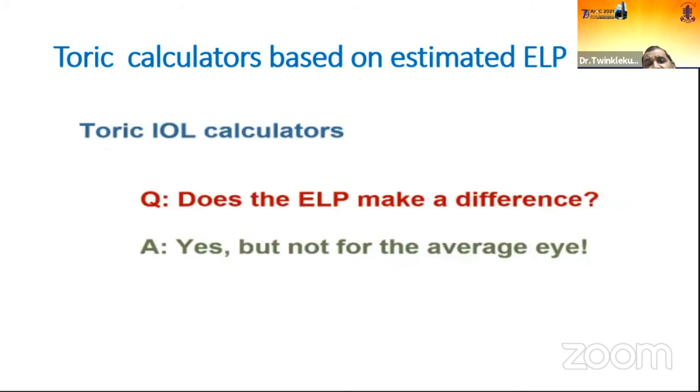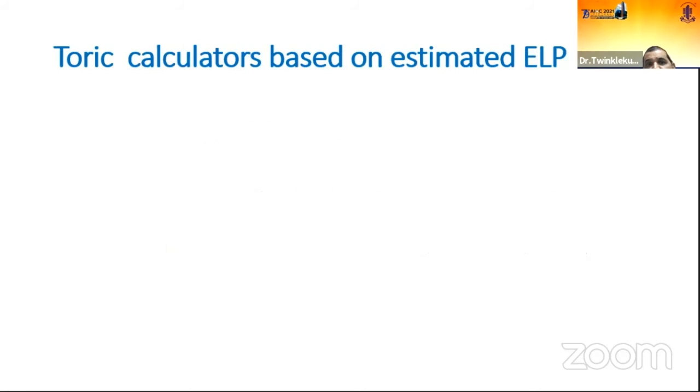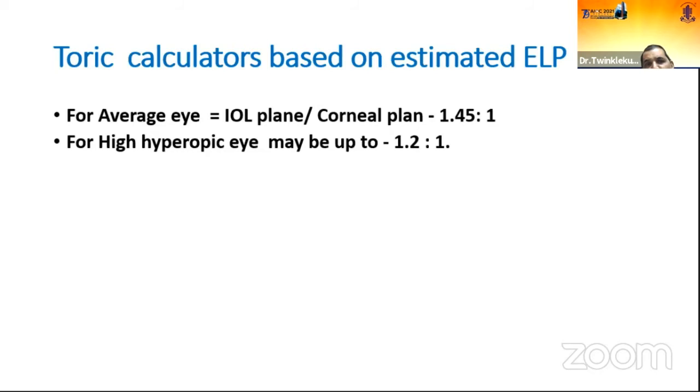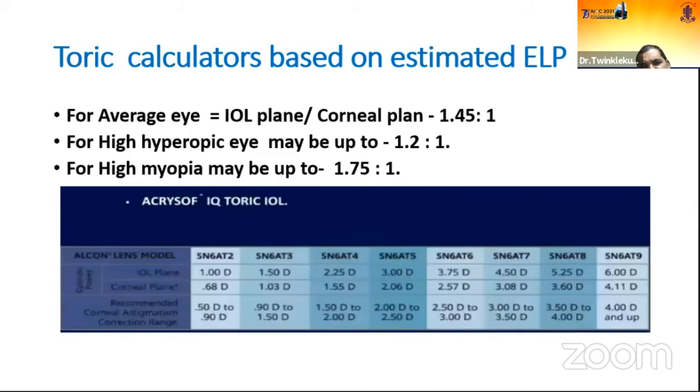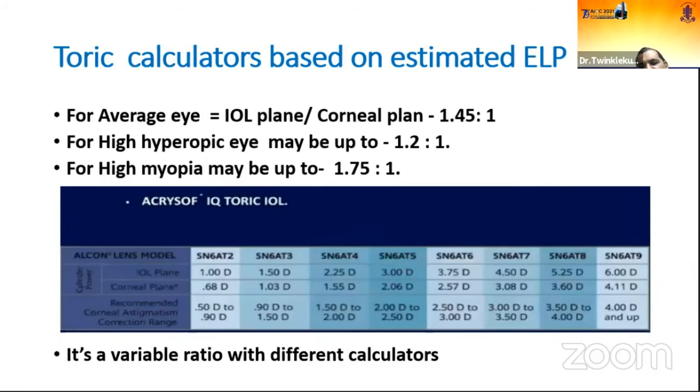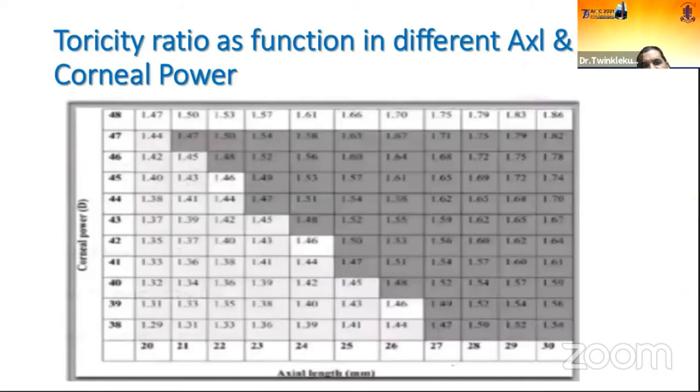But does the effective lens position make a difference for that? Yes, it makes a difference when there is an abnormal eye, not an average eye. So how is it considered? Suppose you have a high hyperopic eye, then rather than considering the ratio of 1.45:1, you consider 1.2:1. And suppose you have a high myopia, the ratio will change to 1.75:1. So now all the recent toric calculators are incorporating this effective lens position system or the variable ratio, with different calculators. So this is the way the toricity ratio has to be incorporated in the toric calculators.